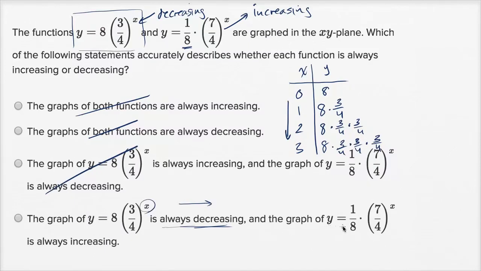And the graph of y is equal to 1/8 times 7/4 to the x is always increasing. That's right. As x increases, you're going higher and higher powers of 7/4, and the more you multiply by 7/4, the larger your overall value is going to get, because 7/4 is larger than 1. So this one is right.